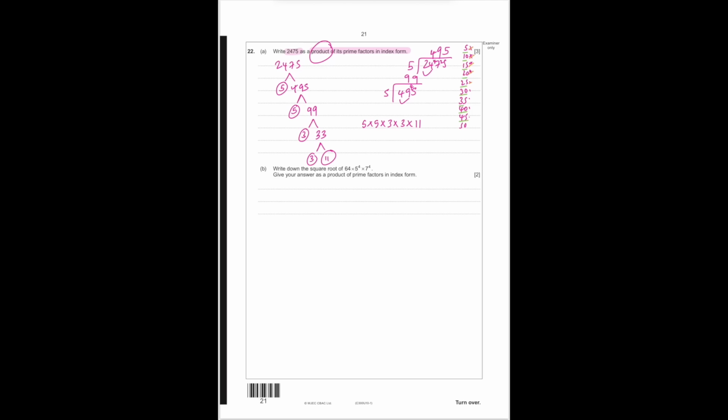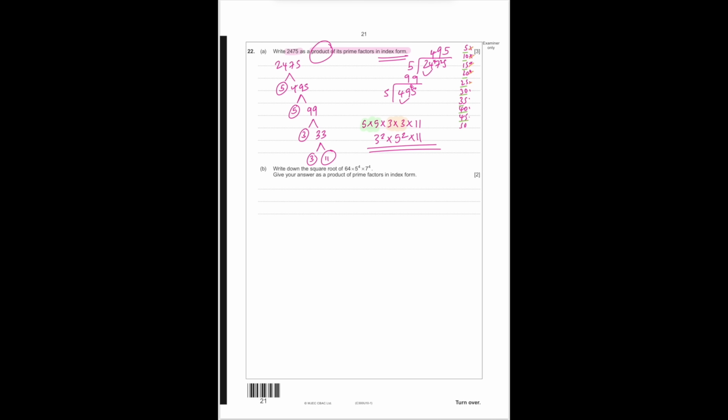Product means multiply, but they want it in index form, so we can simplify things. We can combine our 3 times 3, and we can combine our 5 times 5. So 3 times 3 can be written as 3 squared, multiplied by 5 times 5, which can be written as 5 squared, and then multiplied by 11. So that's our final answer in index form.